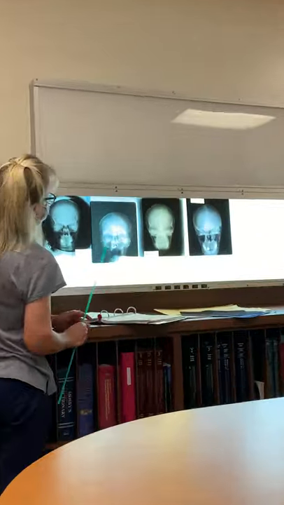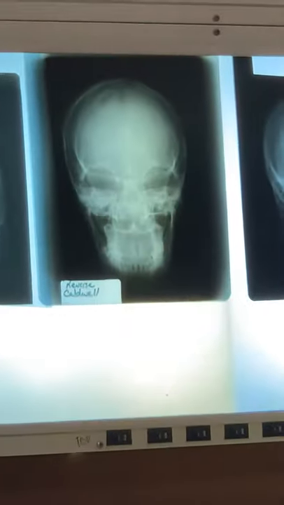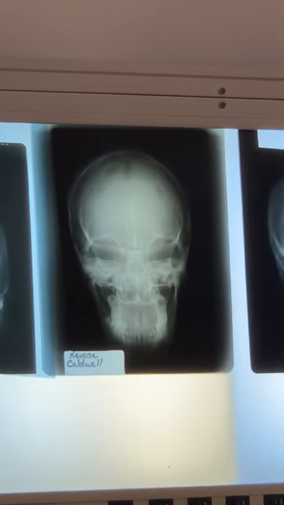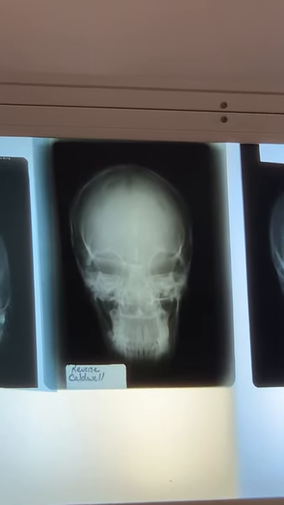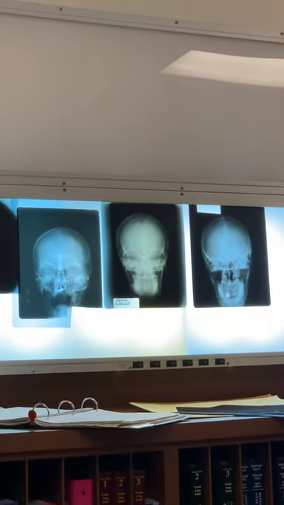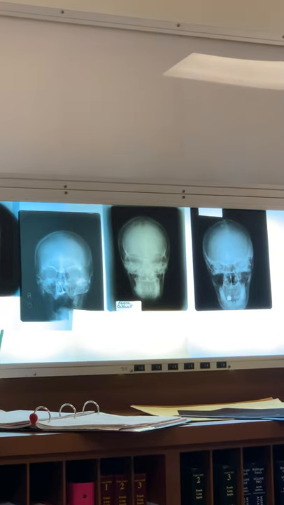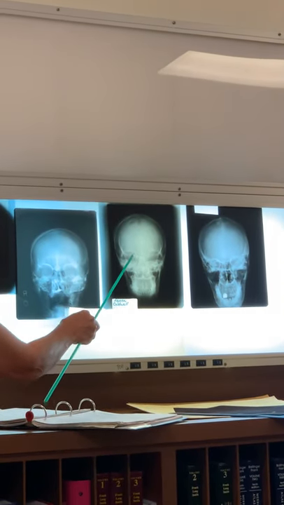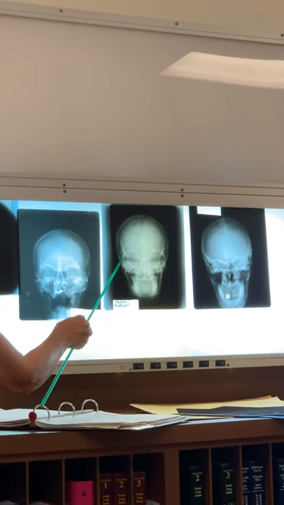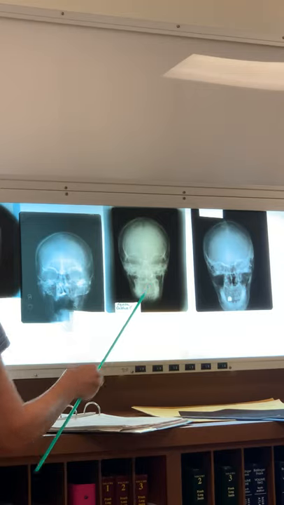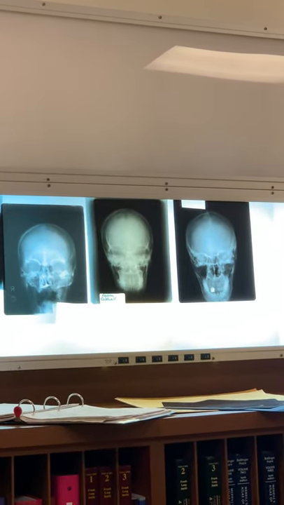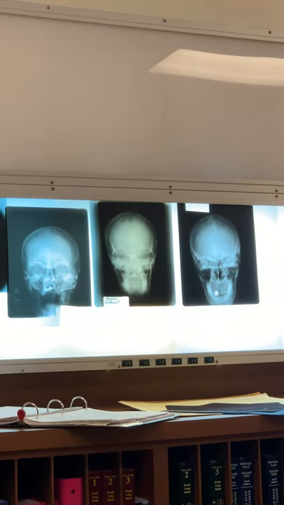What about this one? Correct baseline beam relationship. That's pretty good. But you see it's a reverse Caldwell, so what position is the patient in? See how much bigger the orbits are compared to this? And the orbits are magnified. Okay, we already talked about that. Obviously, that one doesn't have the correct baseline beam relationship.